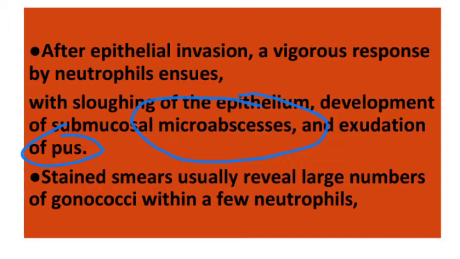Now, when this pus is stained and looked at under a microscope, it reveals a large number of gonorrhoeae. These are Neisseria gonorrhoeae bacteria which look like a coffee bean with a few neutrophils inside. So we have large numbers of these gonorrhoeae and we have few neutrophils.